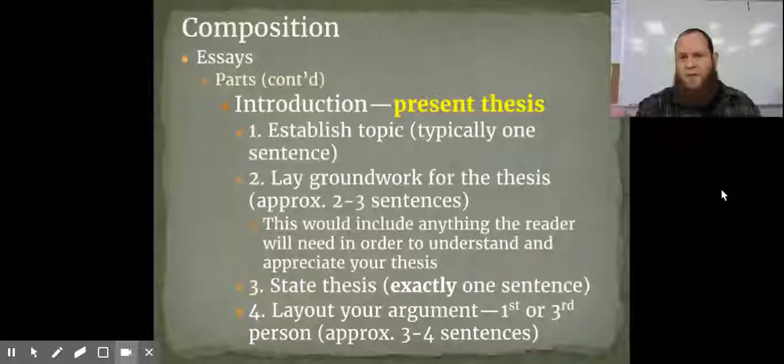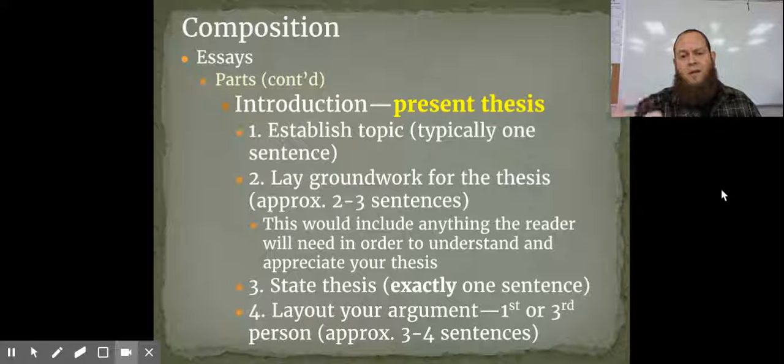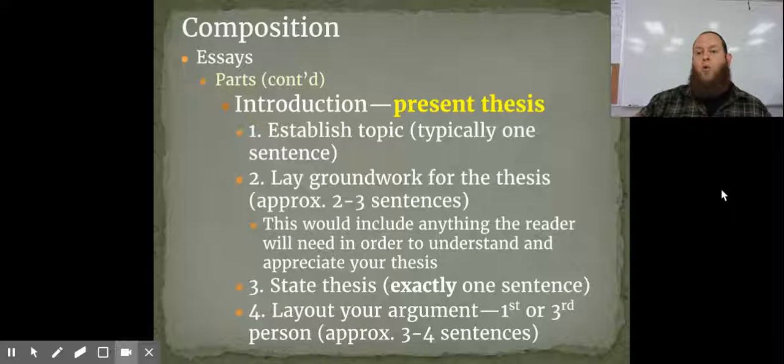With that first sentence of the first paragraph, the introductory paragraph, establish the topic. Spend 2 or 3 sentences laying the groundwork, which is to say anything that the reader would need to understand or be aware of in order to fully appreciate your thesis. The next sentence, exactly one sentence, is your thesis, and then you're going to spend 3 or 4 sentences laying out your argument, like giving a little napkin map, a quick preview of the argument you're about to make in the body of your essay.